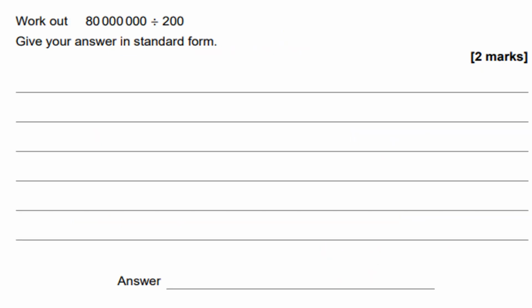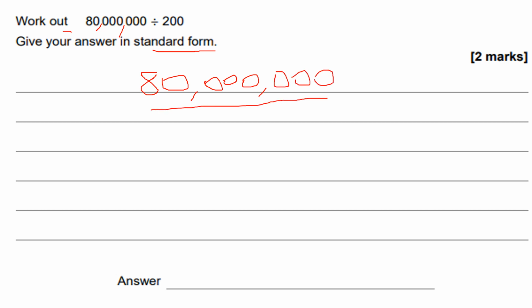Okay, so looking at a standard form question: work out 80 million divided by 200. Give your answer in standard form. So writing it as a fraction, 80 million, and remember that million has 6 zeros in maths, dividing that by 200. I'm going to start cancelling some zeros to make it a bit easier. So 1, 1, 1, 1. Now I've got 1, 2, 3, 4, 5.